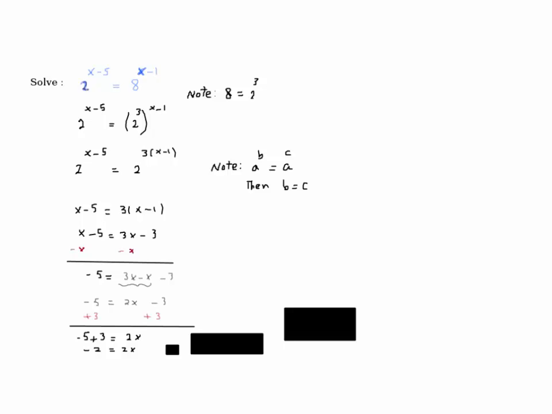And then if I add 3 to both sides of the equation, you get minus 5 plus 3 is equal to 2x. Somebody already gave me an answer. And we get x is equal to negative 2 over 2, which is minus 1. And yes, the answer here would be x equal to minus 1.